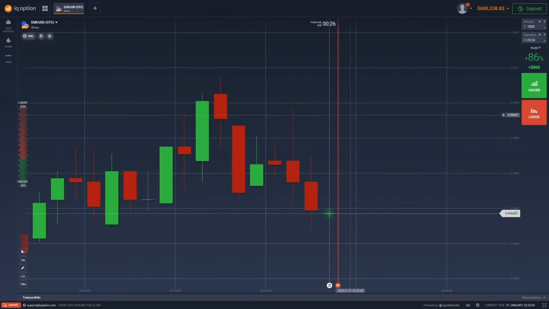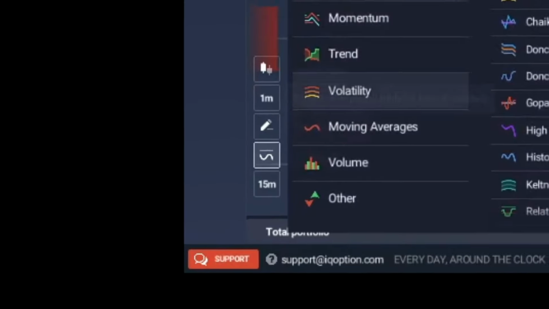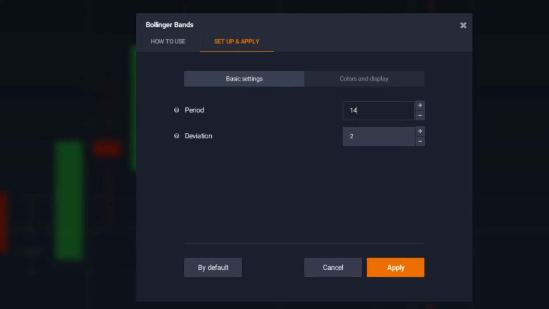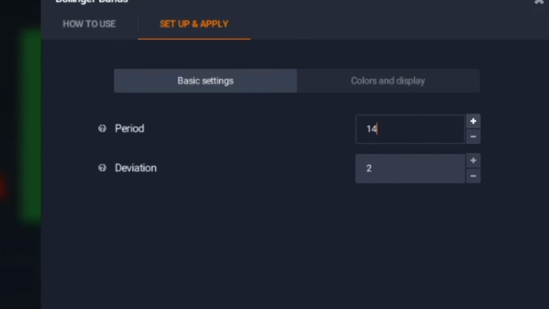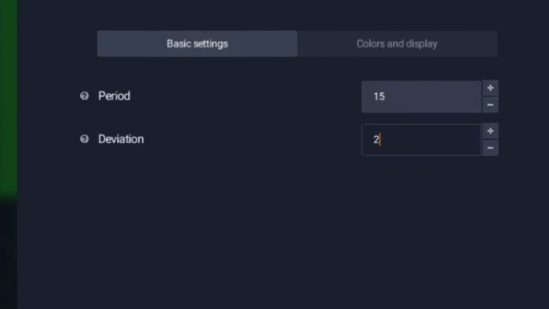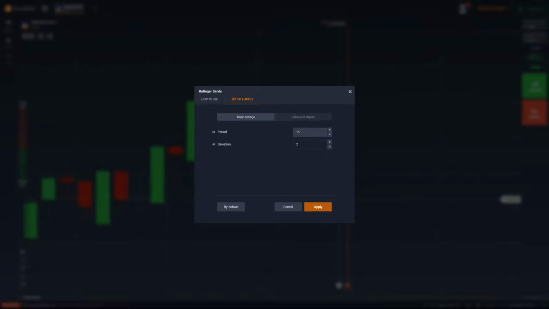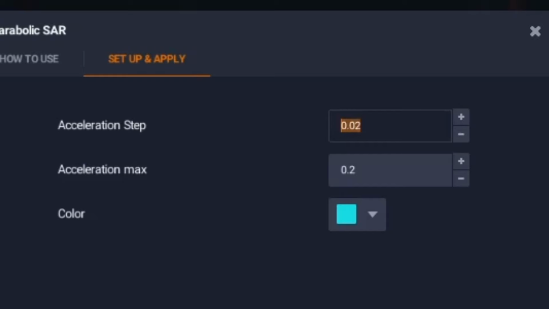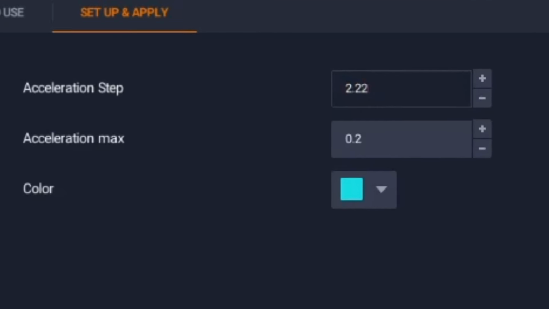Next, we jump to the indicators. So we click here and we click on Bollinger Bands. As you already know, the parameters will change depending on the circumstances, as mentioned in our course. Here, the Bollinger Bands period must be 15 and the deviation must be 2. Next, we choose Parabolic SAR. The acceleration must be 0.22 and the max acceleration must be 0.22.